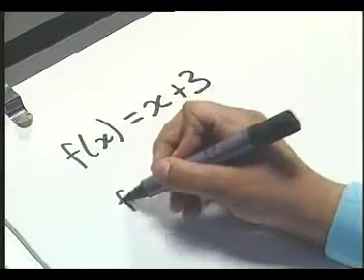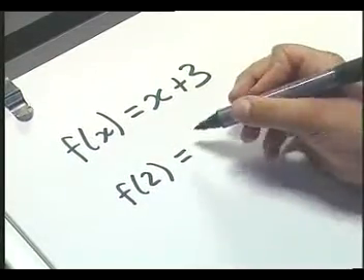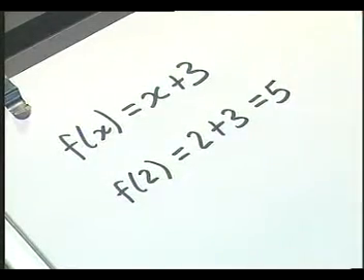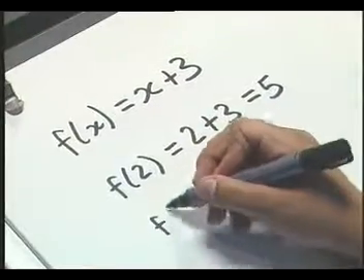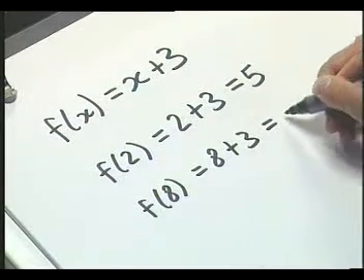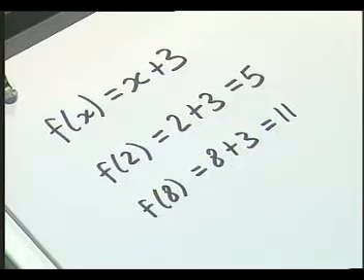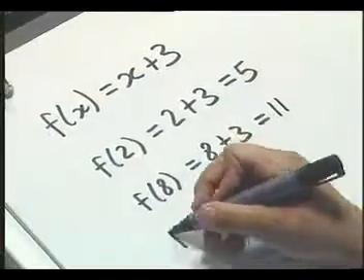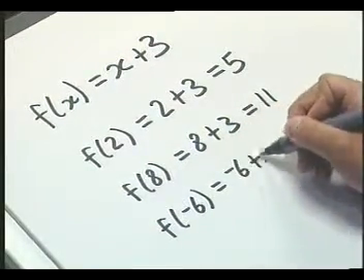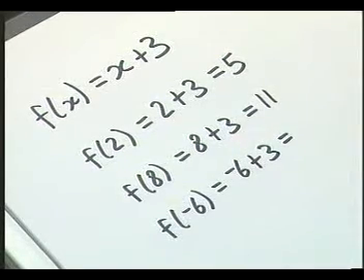Now suppose I had an argument of 2. I could write down f of 2 equals 2 plus 3, which gives us an output of 5. Suppose I had an argument of 8. I could write down f of 8 equals 8 plus 3, which gives me an output of 11. And suppose I had an argument of minus 6. I could write f of minus 6 equals minus 6 plus 3, which would give me minus 3 for my output.